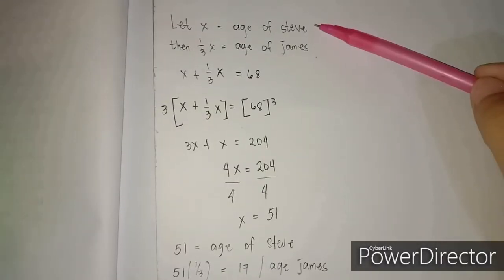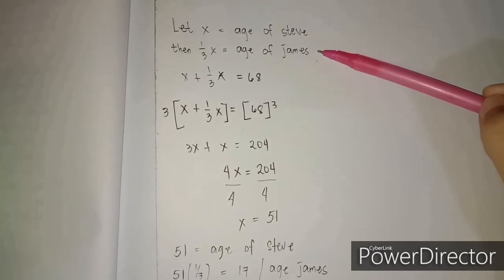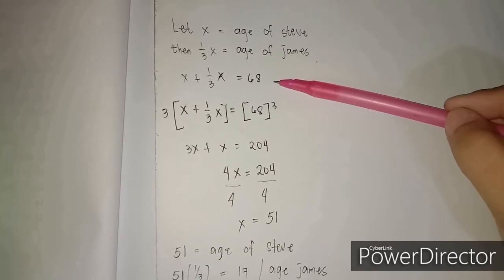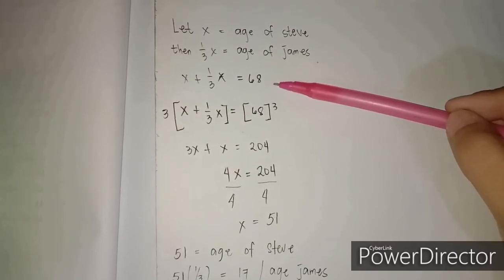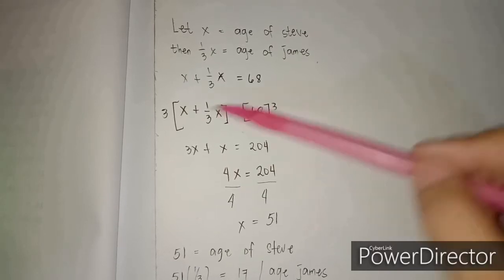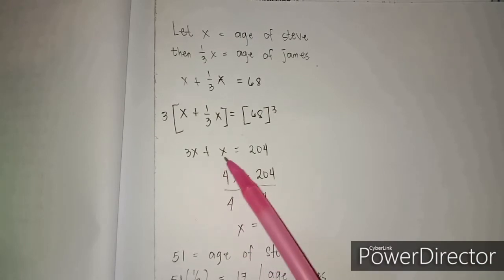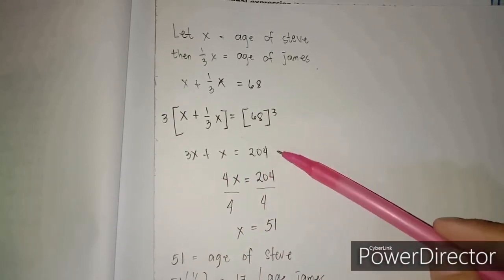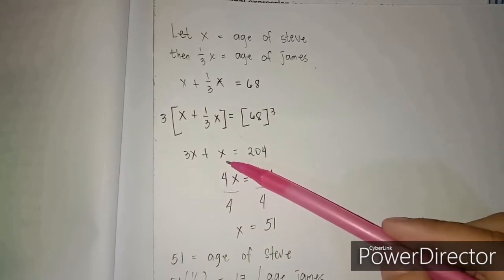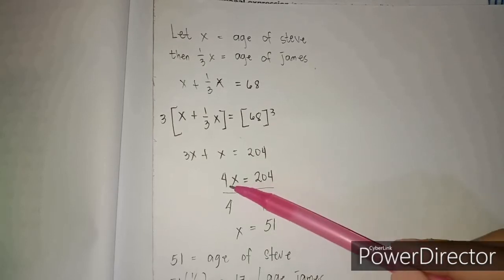Let x be the age of Steve, then 1/3 of x will be the age of James. x plus 1/3 of x is equal to 68. We are going to multiply both sides by 3, so it will be 3x plus x is equal to 204. 3x plus x is 4x, and bring down 204.